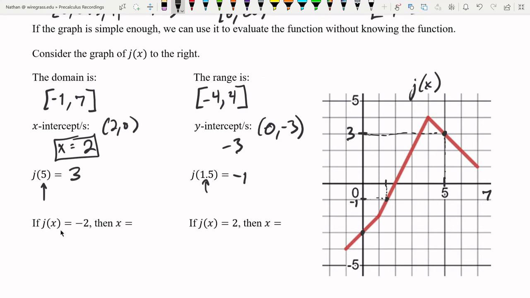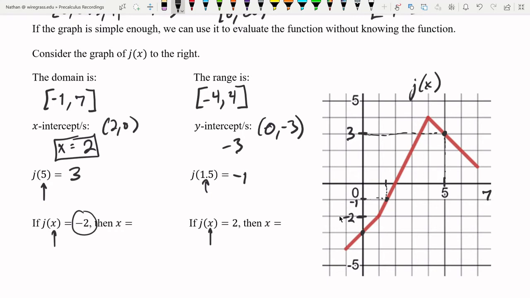Now these next two, we do not know what the input is. We're actually trying to find the input. And we're asking if the output is -2, what must the input be? Well, the output is the y value, not the x value. The output is -2. -2 is right here in the output. In this case, we're not going to go up or down because that was the input.